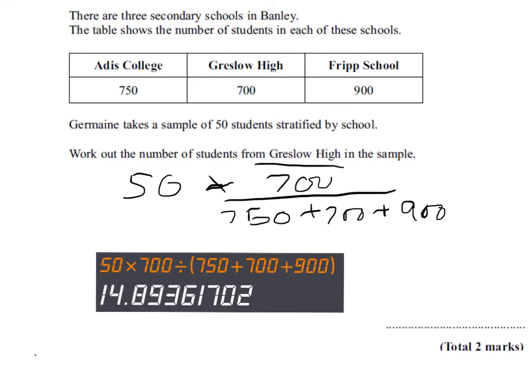So you've got the total of all the students on the bottom, and you've got the number from Greslow High on the top, and that will give you the correct proportion or fraction. We multiply that fraction times 50 to find out the number of students. Now we need to round up to a whole number of students. You can't have a fraction of students, so the answer is 15.